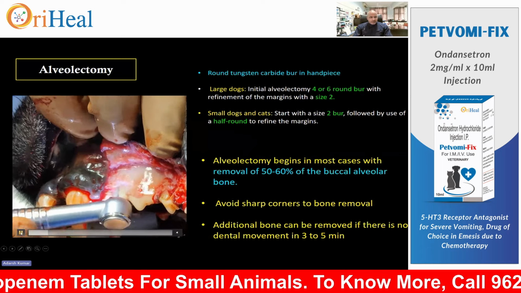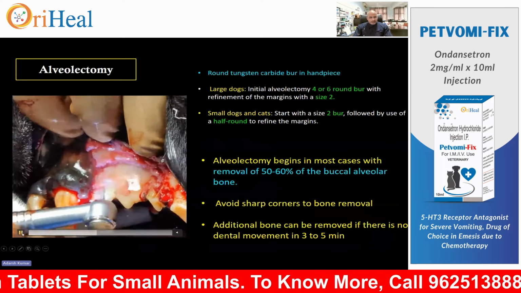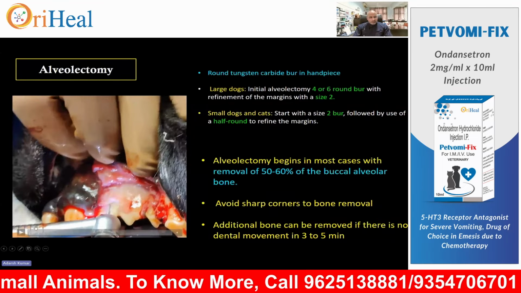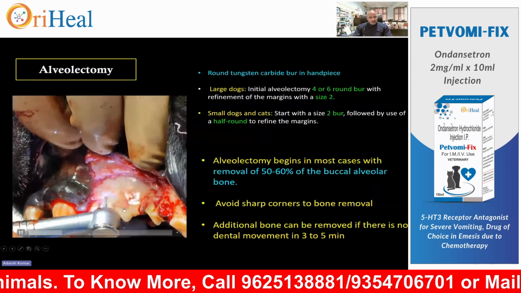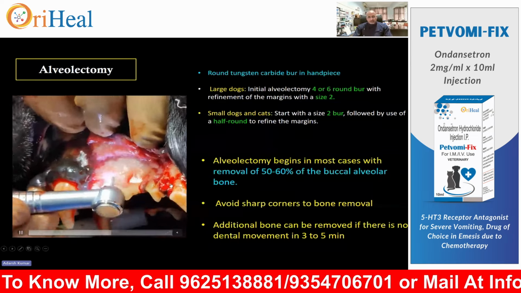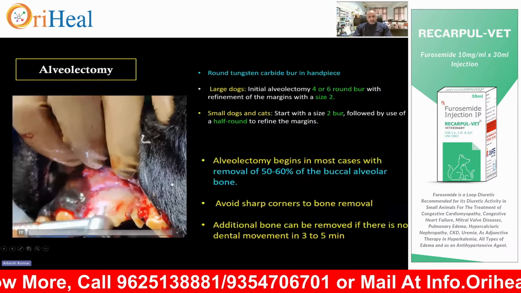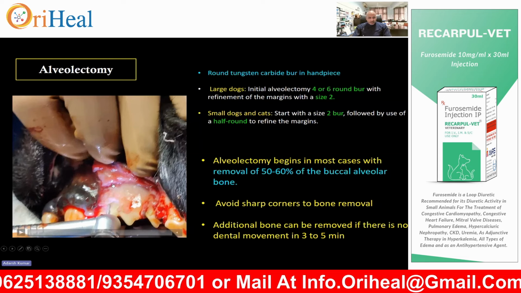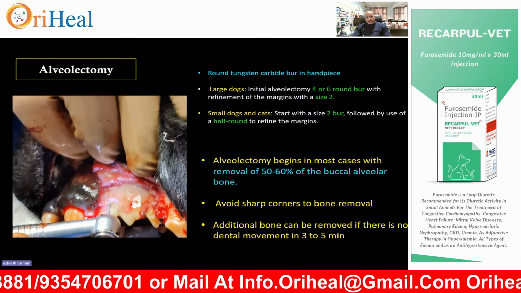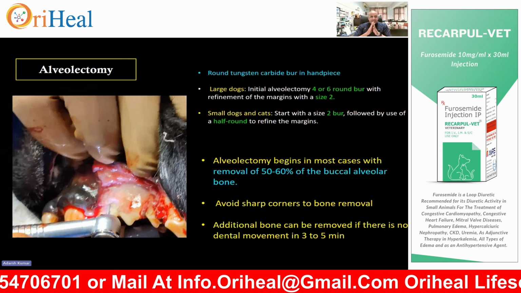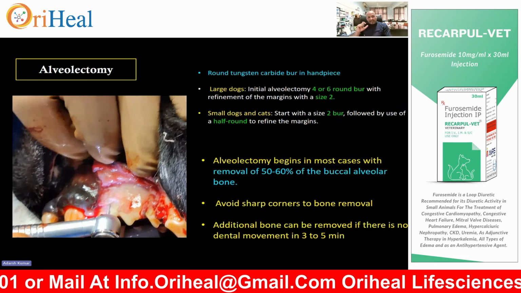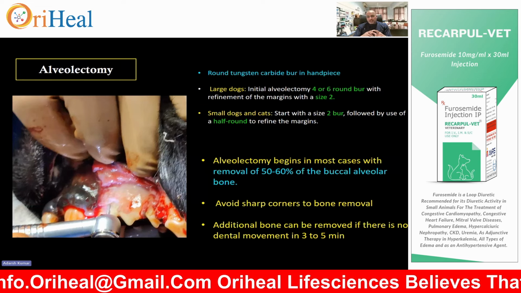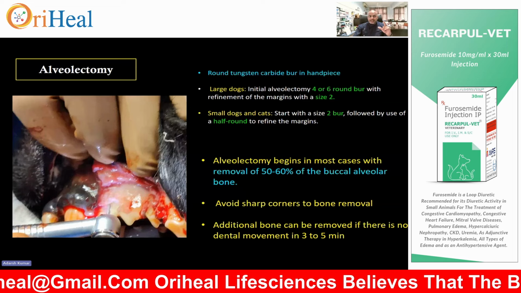Look at this. With the help of a round burr, you are doing the alveolectomy. You are cutting the alveolar bone to expose the root of the tooth here. Okay. So you can use a 4 to 6 round burr, and for the cat, you can use a 2 burr, especially for cutting it, and a lower burr for the margination here. So the ideal principle is that you have to cut the alveolar bone 50 to 60% of its root. So 50 to 60% of the root of the tooth should be exposed. That much of the alveolar bone has to be cut.